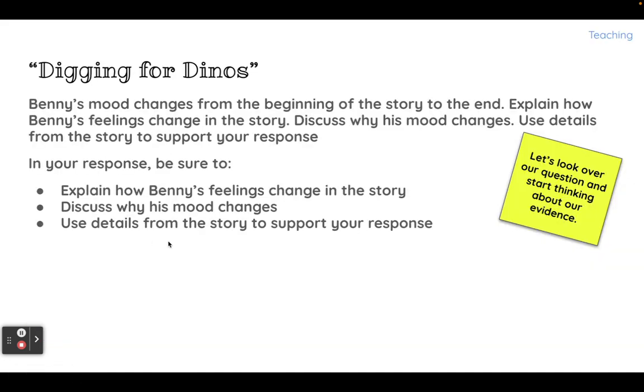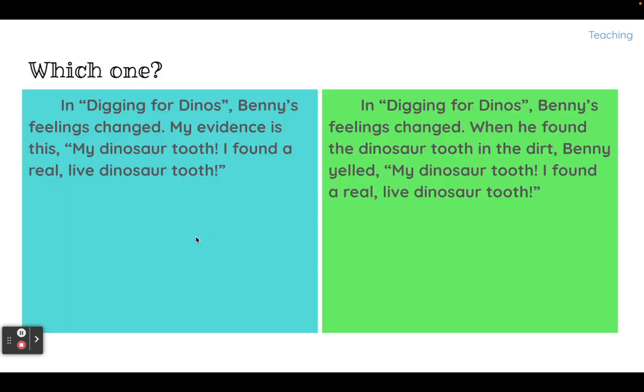So let's practice with my question. My question is about how Benny's mood changes from the beginning to the end, right? And I need to tell why his mood changes, and you need to use details from the text. So there's two different versions of this. Let's read the blue one, and then we're going to read the green one.